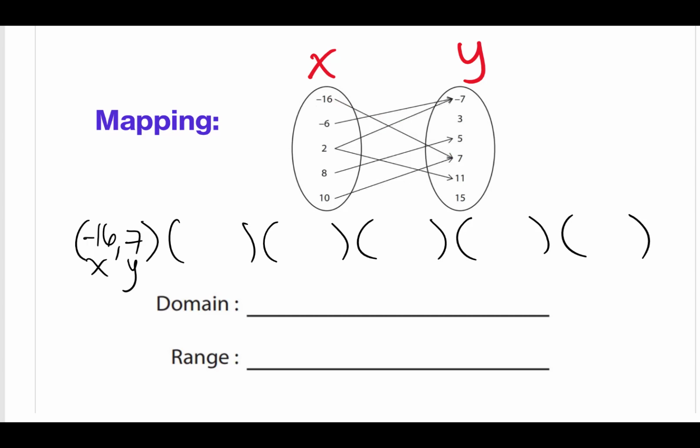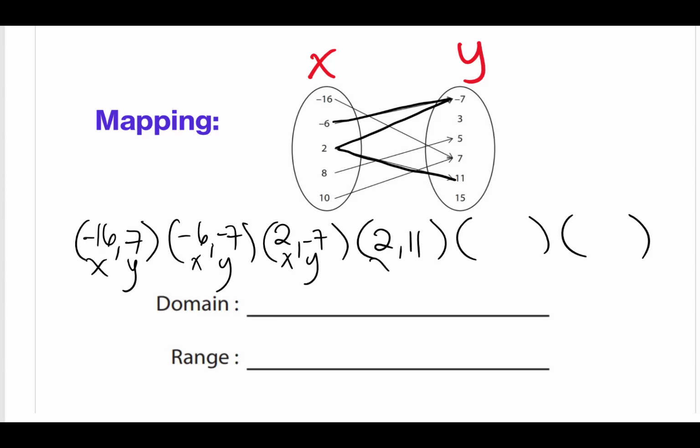Okay, now I'm going to do the next point, siguiente punto, negative 6 with negative 7. X and y. Then I have 2 with negative 7. Then I have 2 with 11. Then I have 8 with 5. And then 10 with 7.